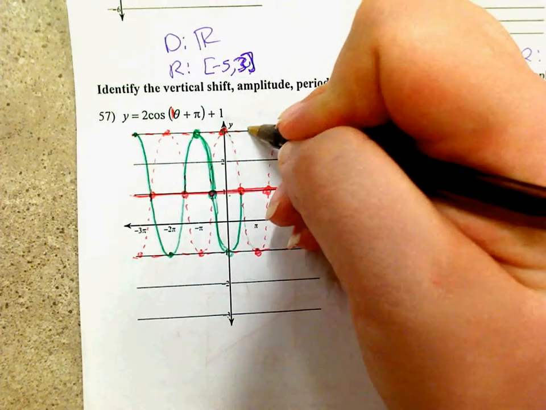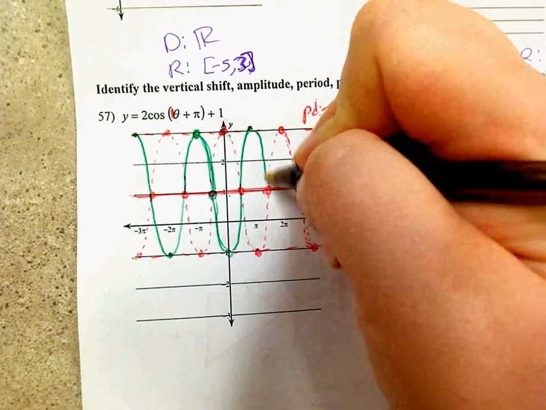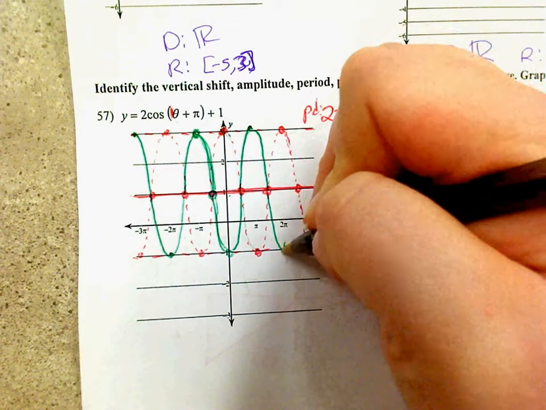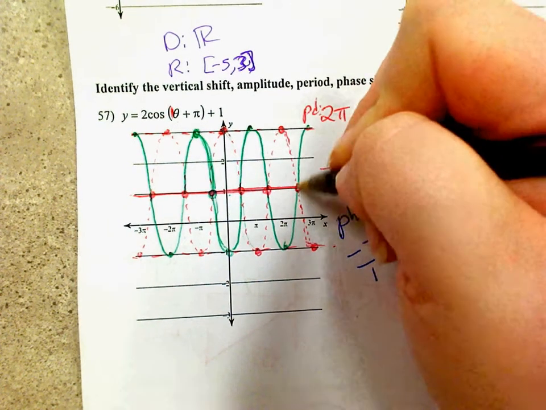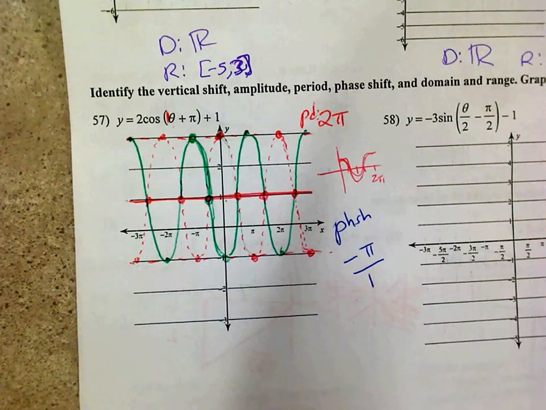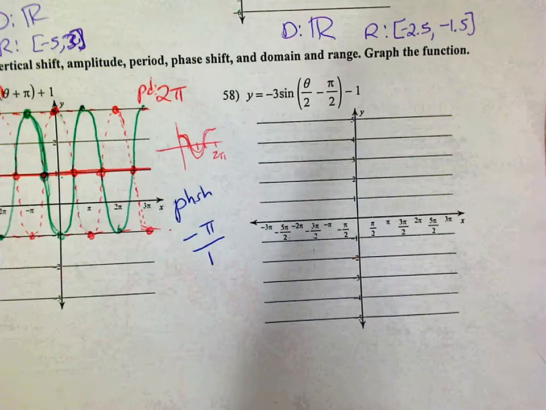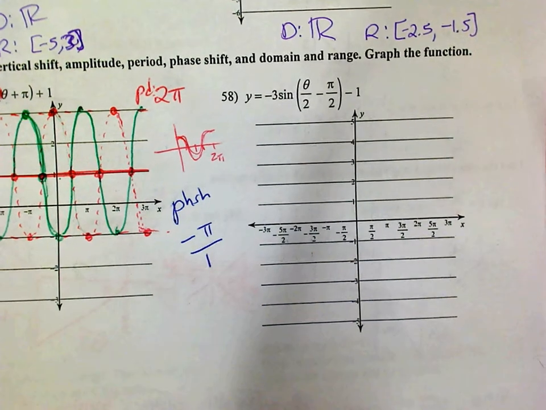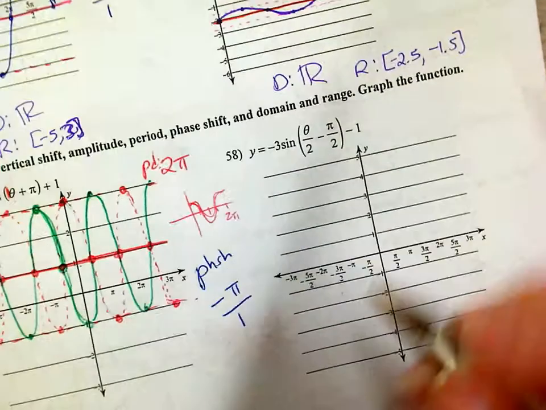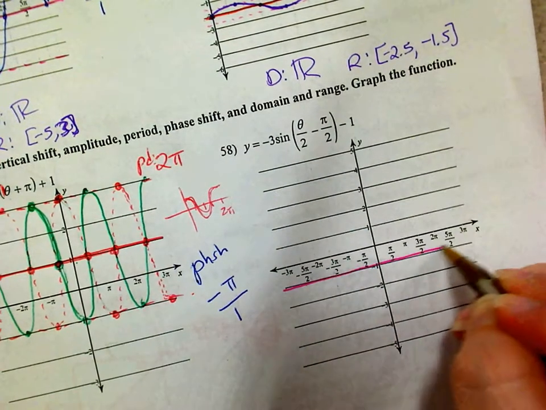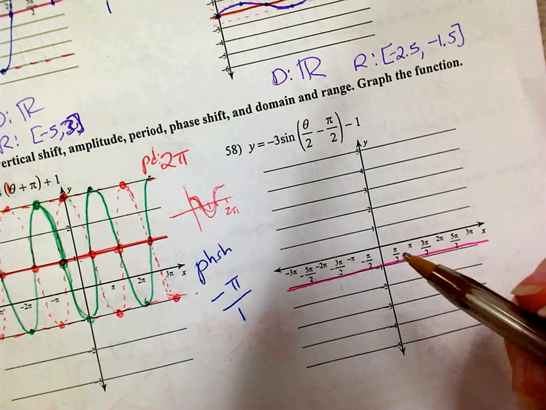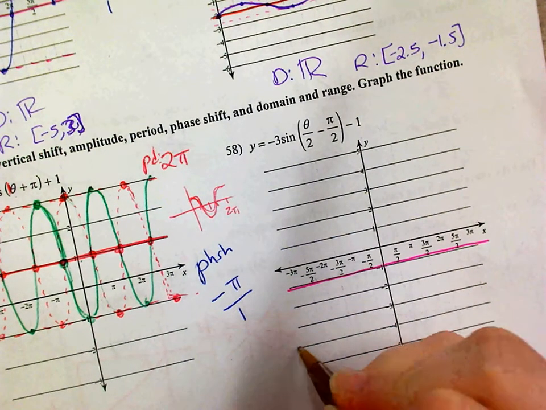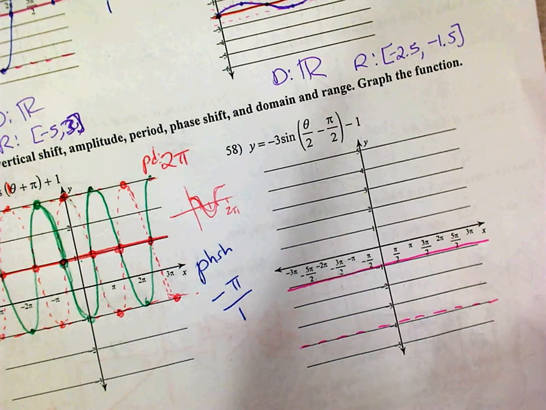Okay, last one. I'm going to move the function down 1 because of the minus 1 on the outside. So I'm going to go down 1. My amplitude is 3. 1, 2, 3. The negative doesn't have anything to do with the amplitude, just 1. Negative just makes, if you have a negative in the front of the function, it flips.